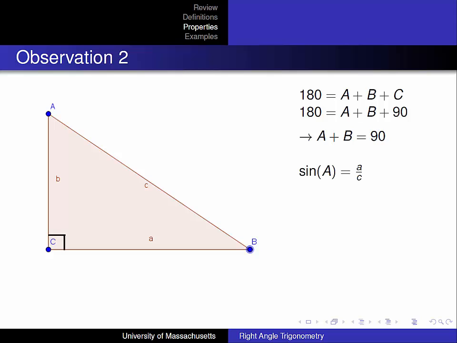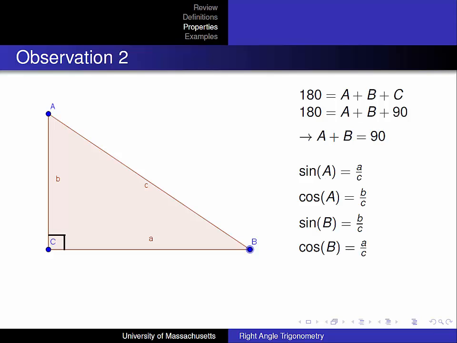Now, if we look at sine A, remember sine is opposite over hypotenuse, so the opposite of angle A is little a, and the hypotenuse is c. Cosine is adjacent over hypotenuse, which is b over c. Now for angle B, the side opposite is little b, so sine B is b over c, and cosine B is a over c.